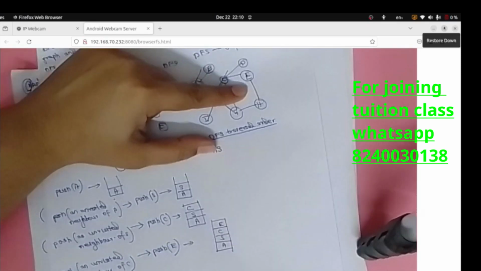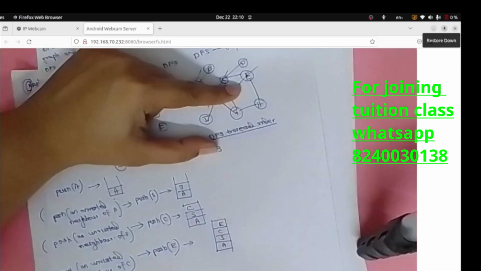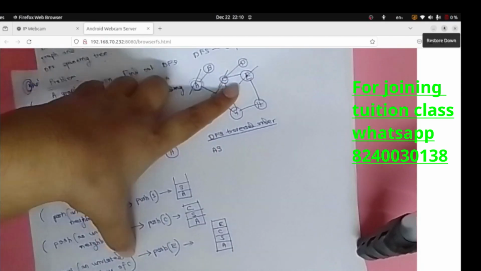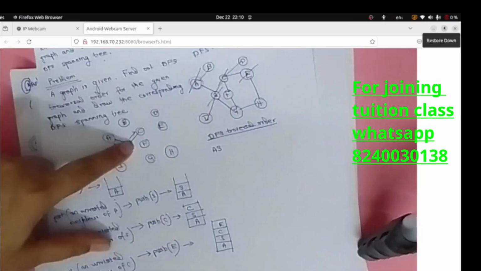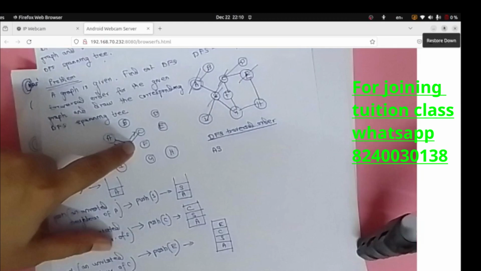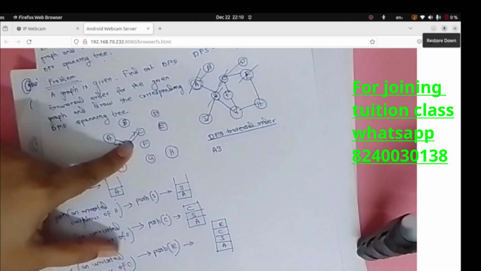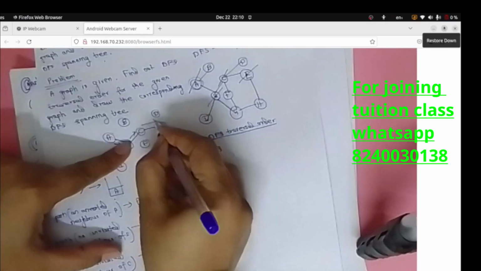So as we have pushed vertex E into the stack, this vertex is marked as visited. And we are doing this push operation from C to E. That means in this first spanning tree, there will be a movement from C to E. So we will connect C to E. So there is a movement from C to E.